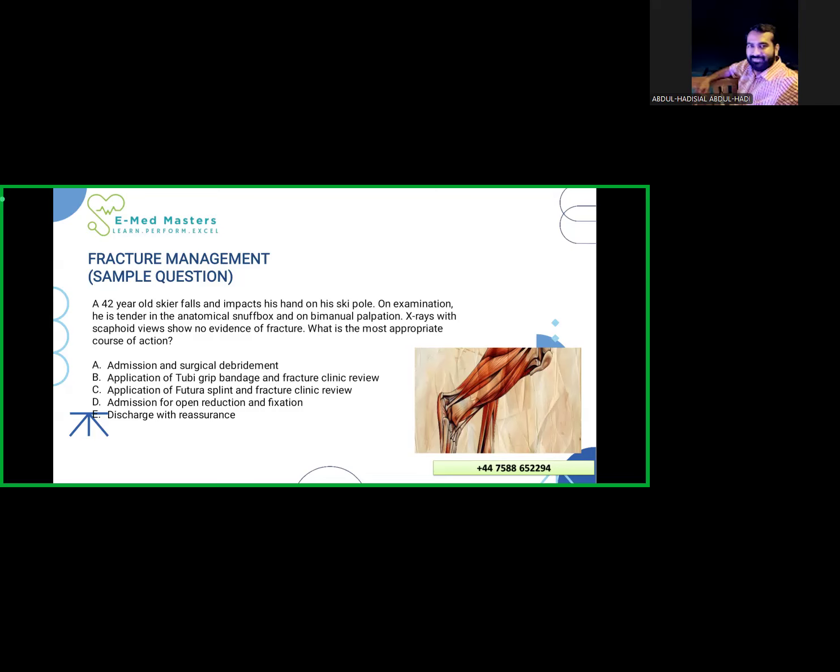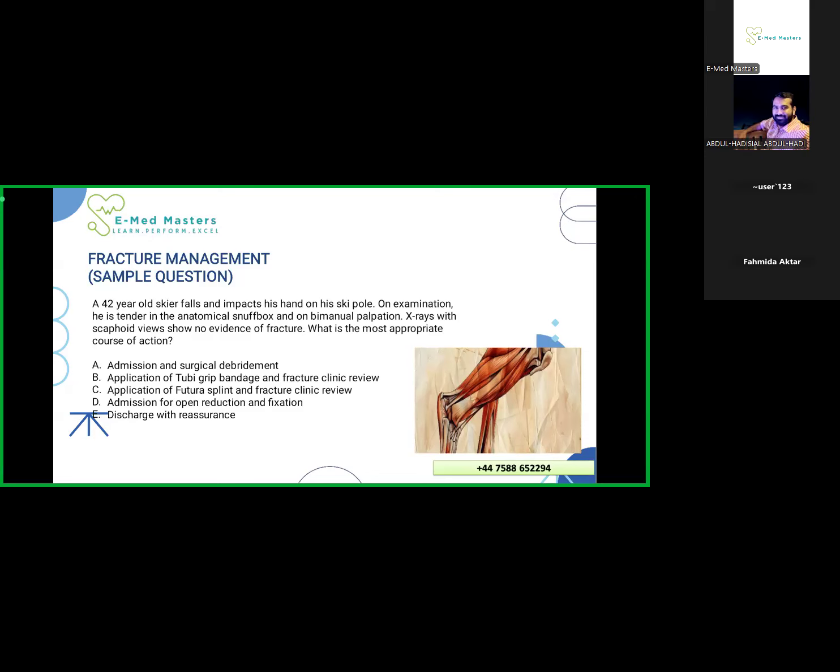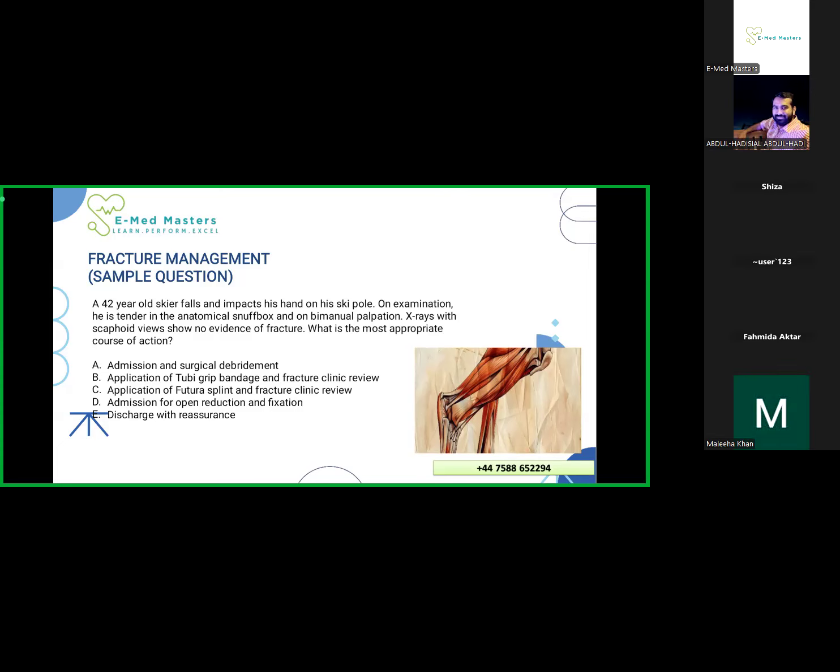So what should we do in these 14 days? In the initial fracture, we have to splint the wrist joint. So how can we splint? There are two options here: application of a tubigrip bandage and fracture clinic review, and application of a futura splint and fracture clinic review. So the best thing is to splint with the help of a futura splint and fracture clinic review after 14 days.